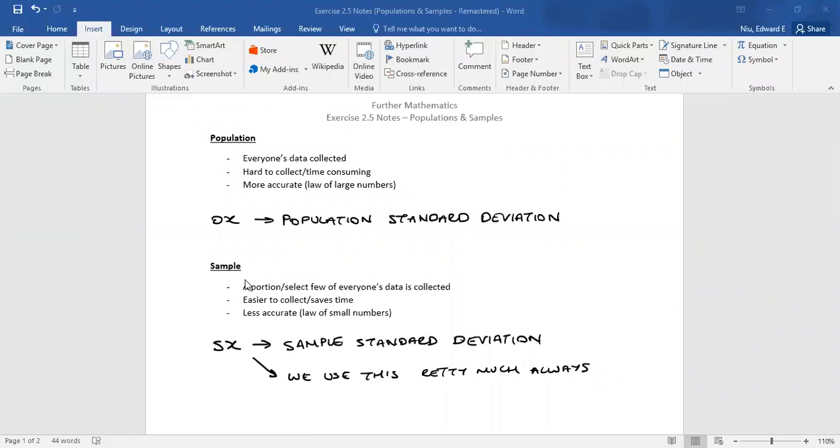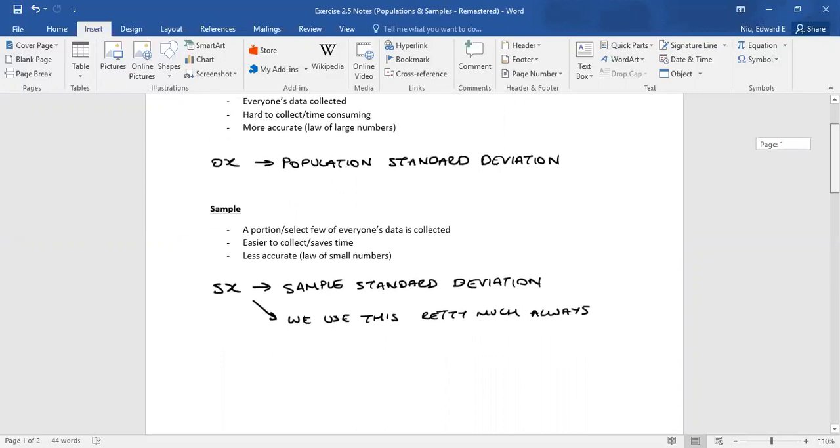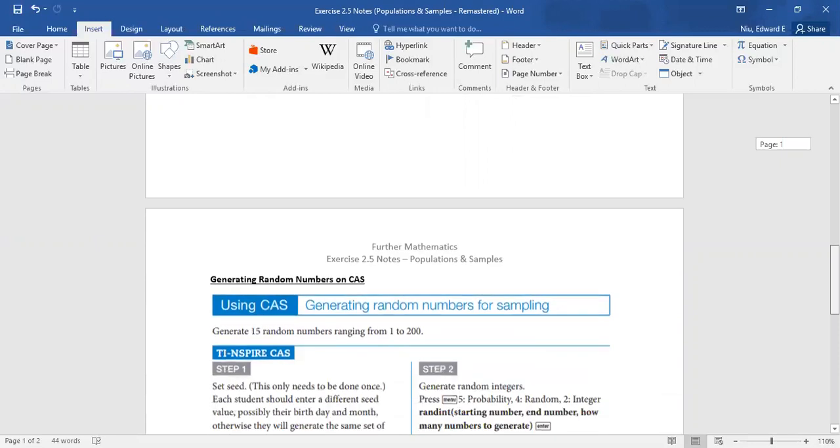Sample data is a portion or a select few of the population. So for example, if you did a school survey and you just surveyed 20 people, that would be a sample of a school survey. Now this is easier to collect, and it also saves time. The downside is you lose accuracy, okay, because you don't have a lot of data points to refer to. That's pretty much it. This sort of stuff isn't really on the exams, but it's good to know, especially when you look at data from, well, there's data everywhere now, okay? So it's good to keep in the back of your mind.